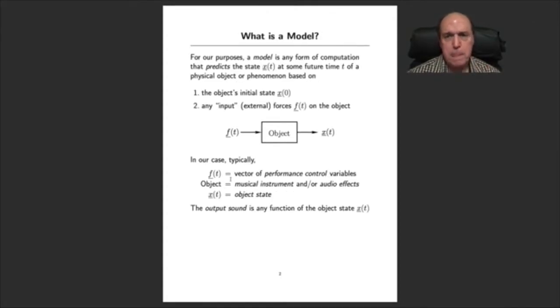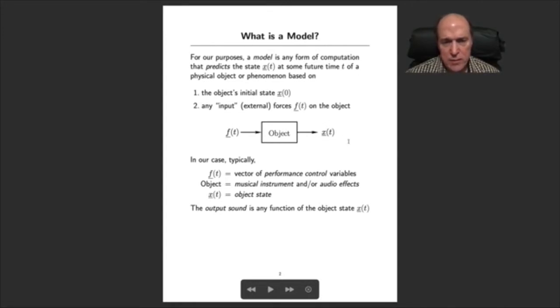So what is a model? You can think of a model as any form of computation that predicts the state at some future time of a physical object or phenomenon based on its initial state and any input forces through time up to the present time. And so this is diagrammed here. So we've got some object and we're driving it with a force, and we want to calculate what state it will have at time t.